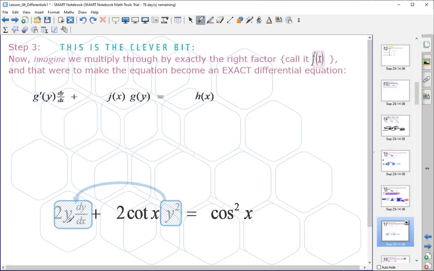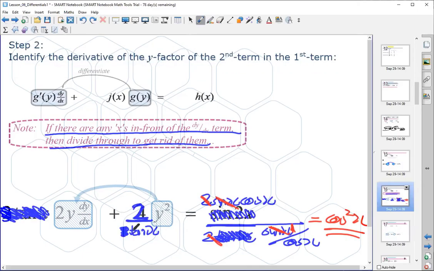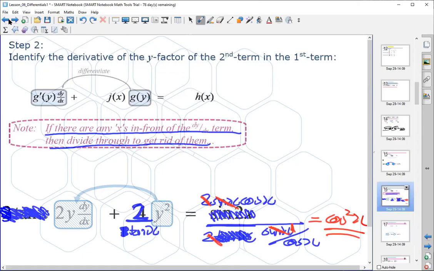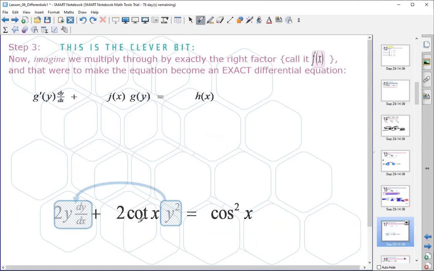So that's what we've ended up with: 2y dy by dx. Oh, what happened here? We had 2 over tan x, and it's changed to 2 cot x. Is that okay, Tashane? It's the same thing.